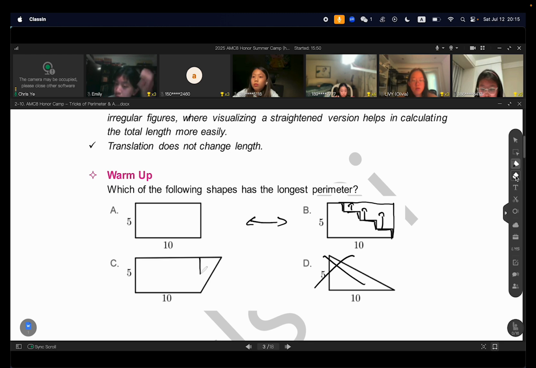But for C, obviously these two lines are longer than this. So this is going to be longer than both of those shapes. And the answer is going to be C.